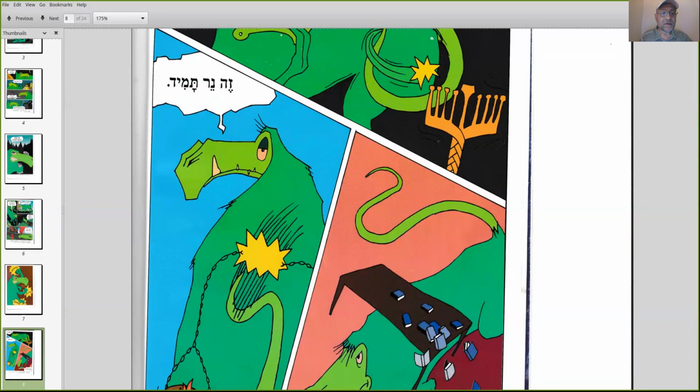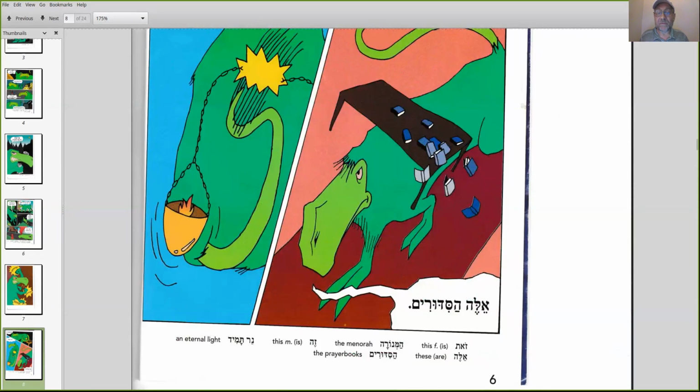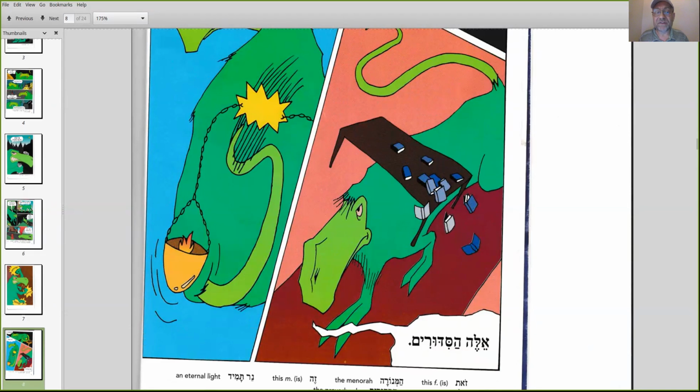Here it is. Zeh ner tamid. This lamp of perpetuity. This is the eternal light. They include this because in the synagogues they have this lamp and keep it lit 24/7 to remind the people of the eternal light that was lit in the temple times. When the temple was still standing, the menorah was continually burning 24/7. And that is how the house of Judah reminds themselves of that. Okay, so here we go. Look at this table he's going under and just knocking it everywhere.